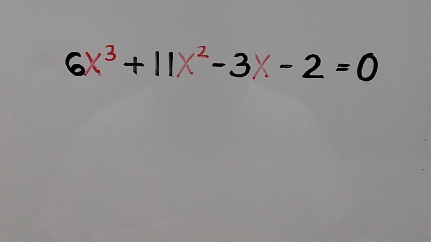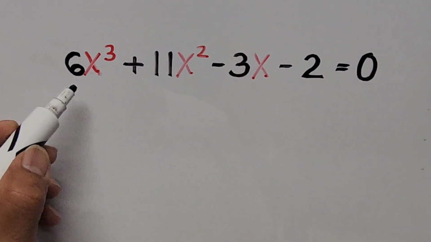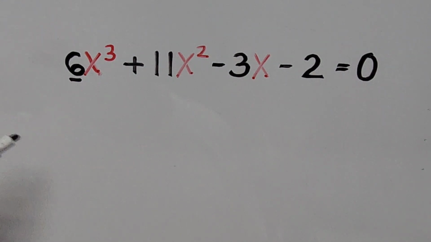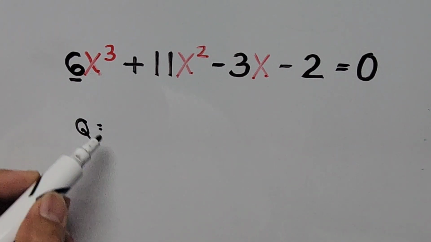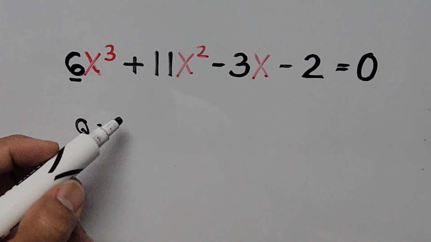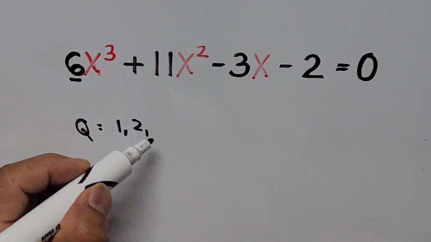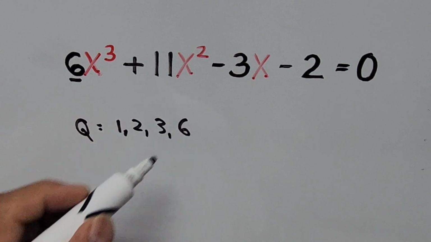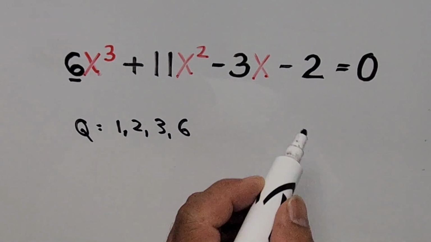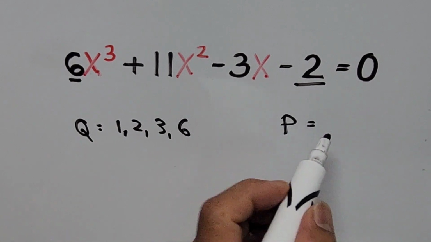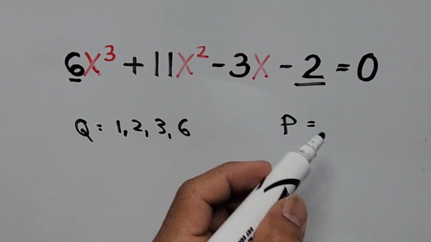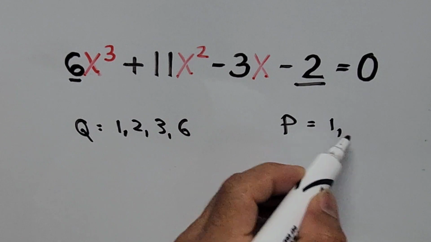So first we're going to designate 6, the coefficient of the leftmost term of the equation, as q, and find all the factors of 6. That will be 1, 2, 3, and 6. And designate the constant, 2, as p. So we're going to find all the factors of 2. That will be just 1 and 2.